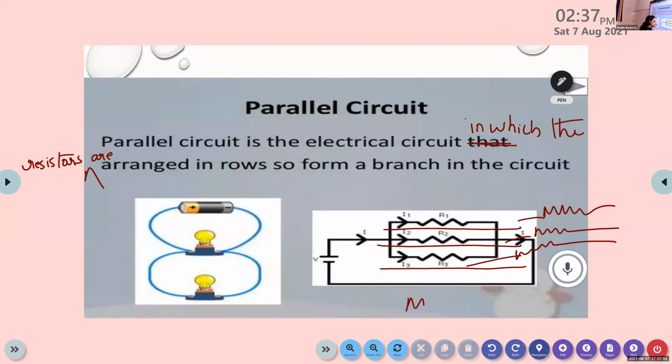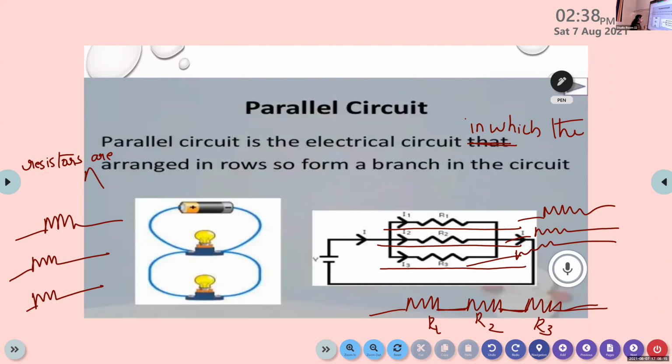In a series combination, the resistors are arranged end-to-end. If we have R1, R2 and R3, the end-to-end combination of resistors is called a series combination. But if the resistors are arranged in separate rows, this is R1, this is R2 and this is R3, here the resistors are arranged in rows. We can call it a parallel combination of resistors.